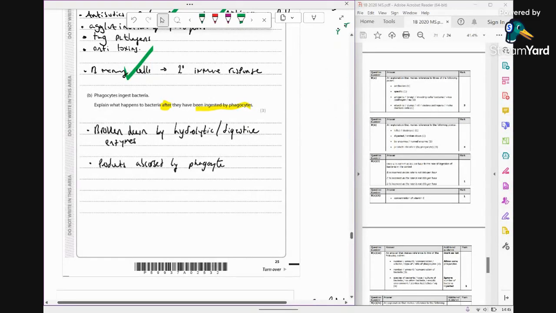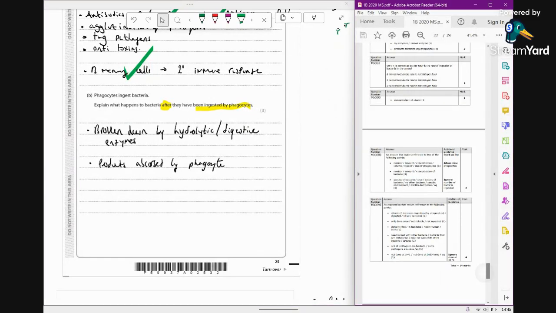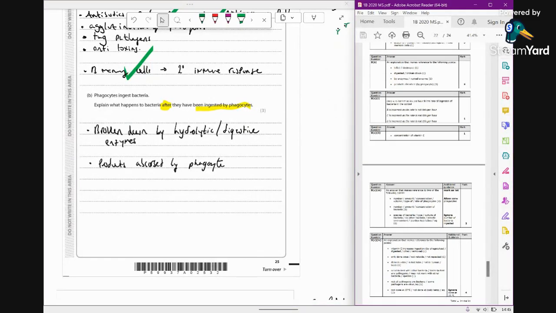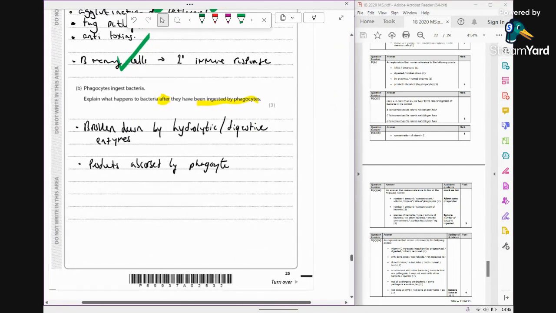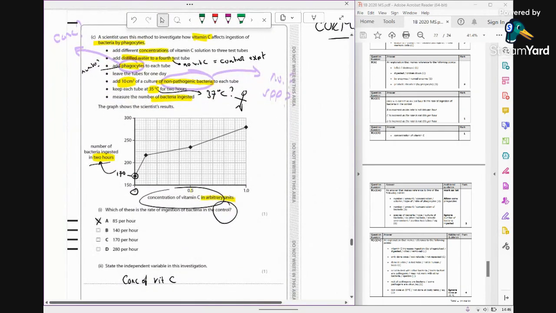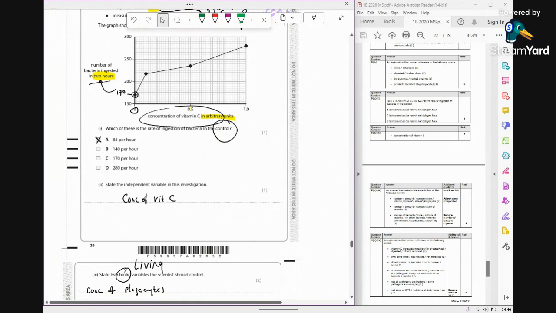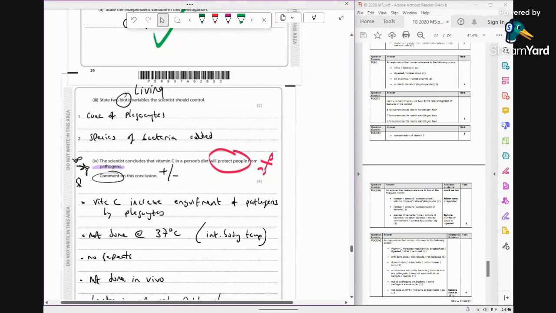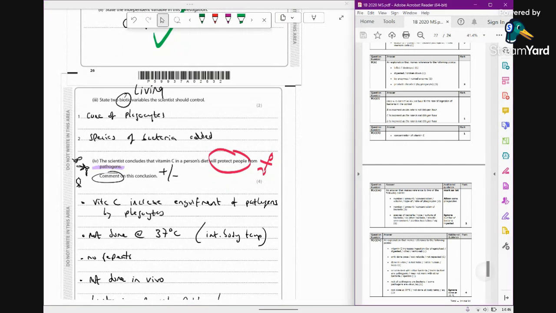Phagocytes ingest bacteria, right? So what did it want here? Killed, broken down by enzymes. Broken down by enzymes. Products absorbed. Easy. 3 marks. Concentration of vitamins. Oh, hold on, missed one. A, correct answer. Concentration, yes. Oh, we're getting there for 100%, you know.